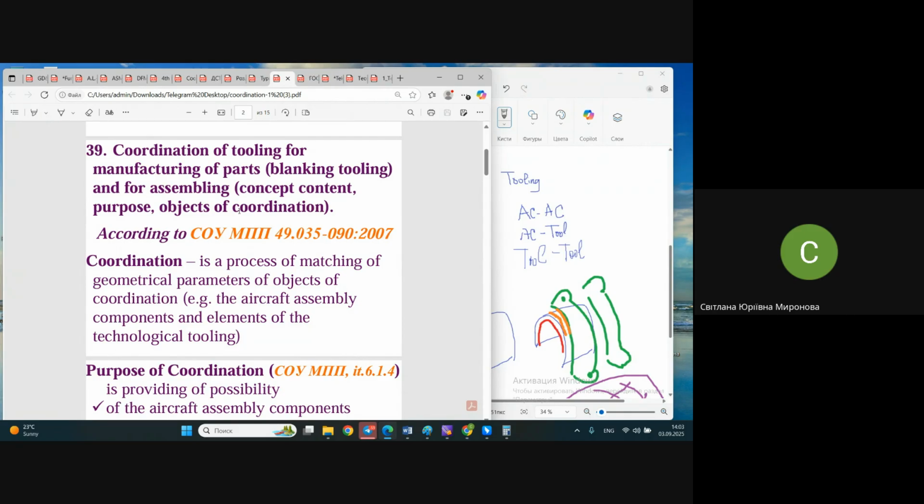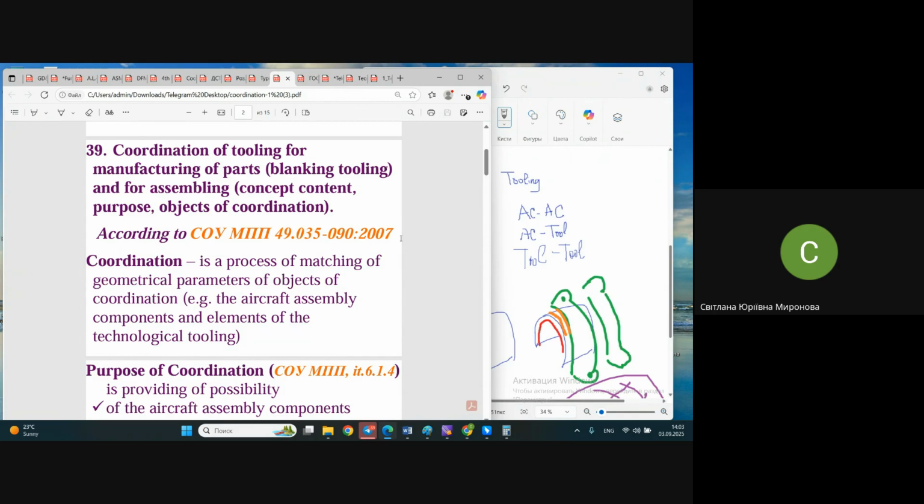Look, what we understand as coordination, according to our standard, is the process of matching the geometrical parameters of objects of coordination. What are objects of coordination? I have already said: either assembly components or elements of tooling. So coordination is understood as the process of providing the matching of geometrical parameters of objects. Pay attention that it comes exactly to the geometrical parameters. It means the geometrical accuracy we're interested in, geometrical quality.